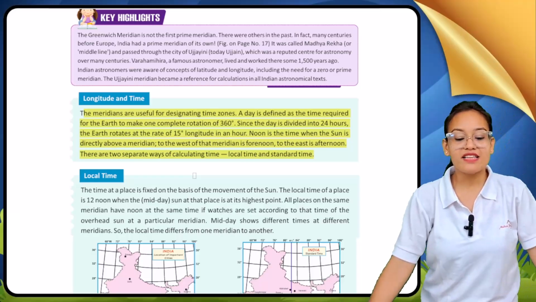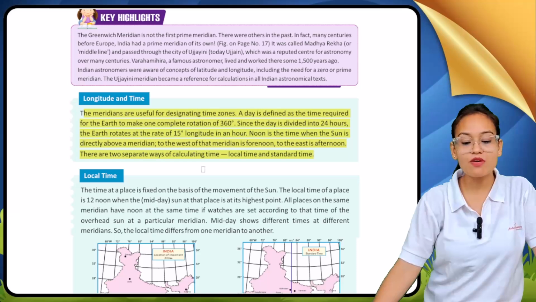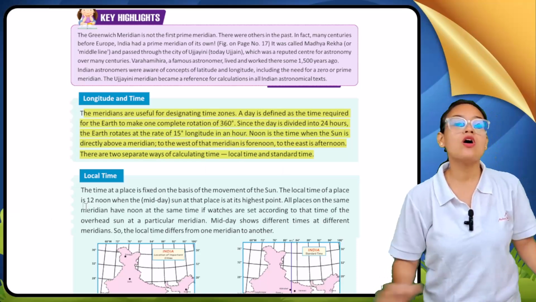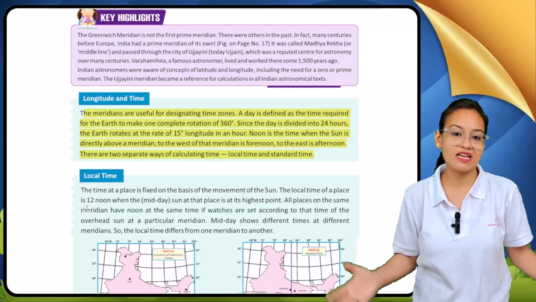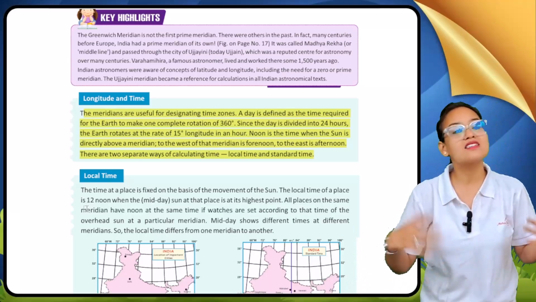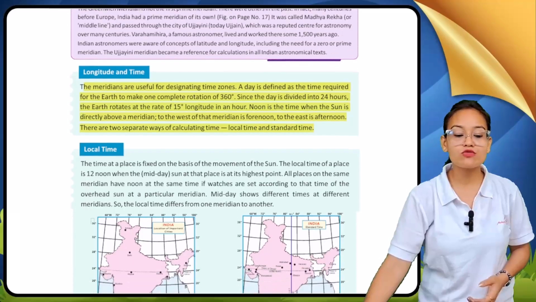There are two separate ways of calculating time: local time and standard time. So we have two different ways through which we can easily calculate the time of any area: local time zone and standard time zone. First of all, we are going to see the local time zone.